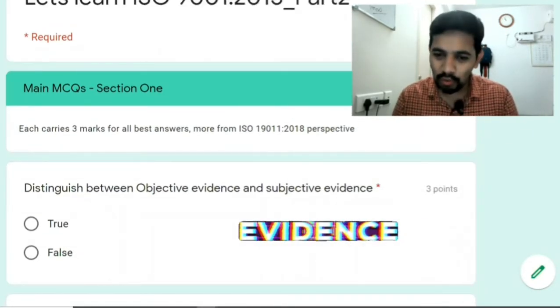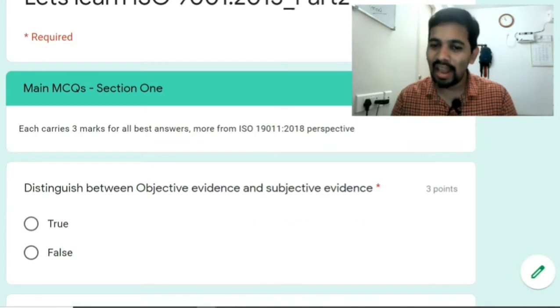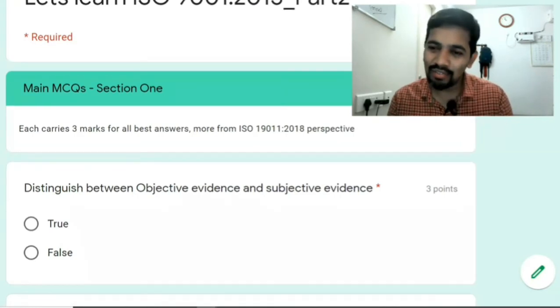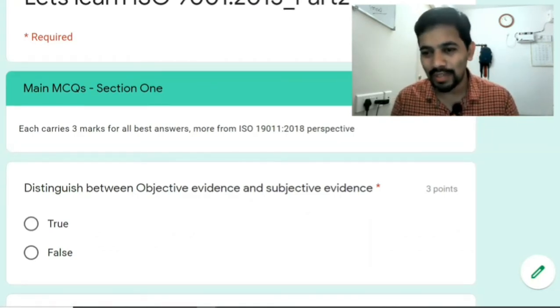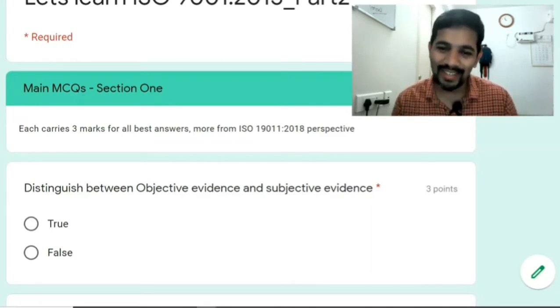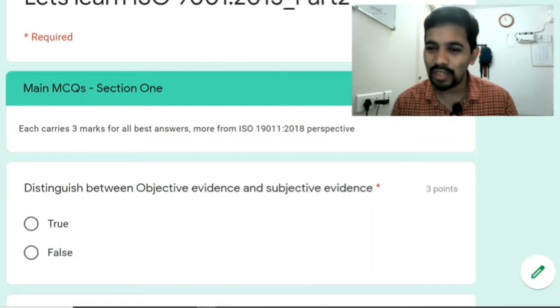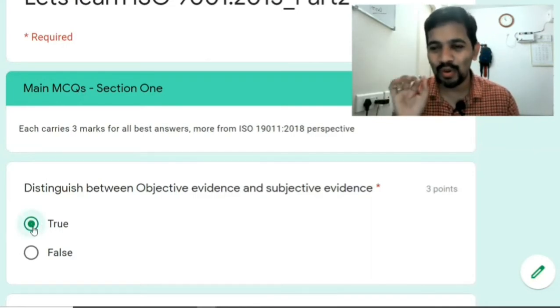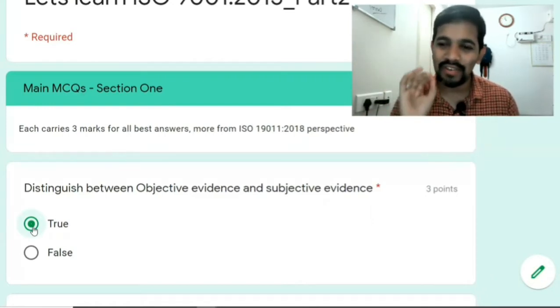Distinguish between objective evidence and subjective evidence. Again, this is coming from 19011, that means guidelines for auditing management systems. We are also going to learn auditing skills from the standard. The 2018 version is the latest standard we have in the market. So, distinguish between objective evidence and subjective evidence. Yes, true. In an audit, we have to be objective. You have to make the decision, whether it's an observation, compliance, or non-conformity, with facts and with an evidence-based thinking approach. Let's go to the next one.